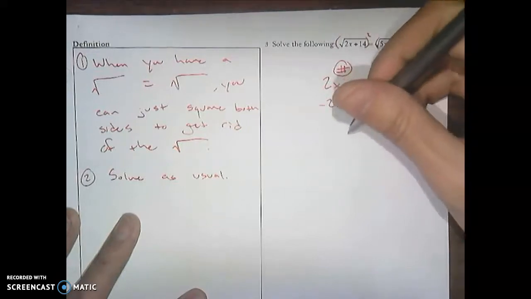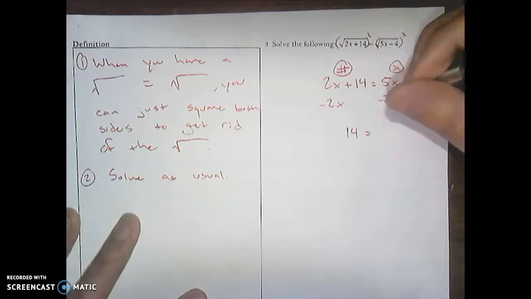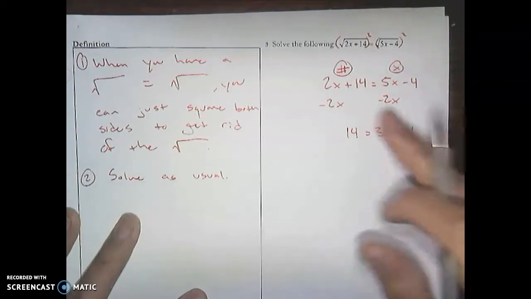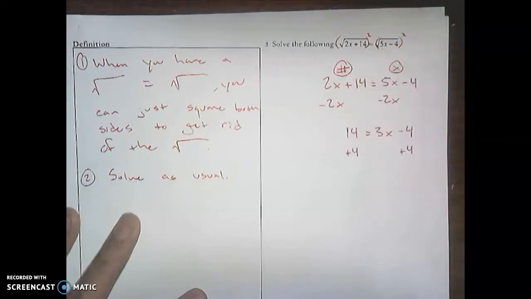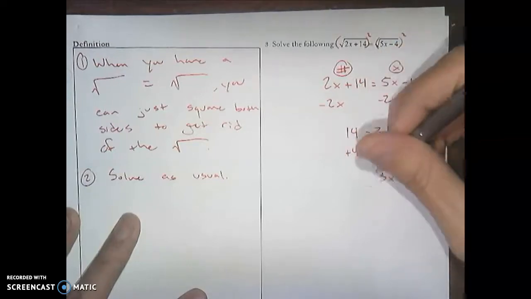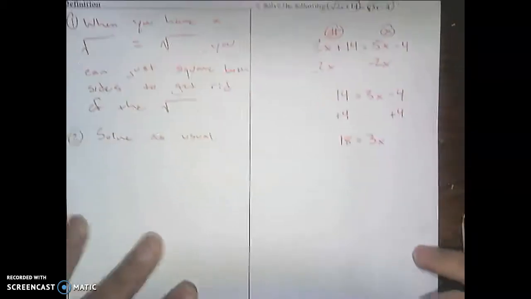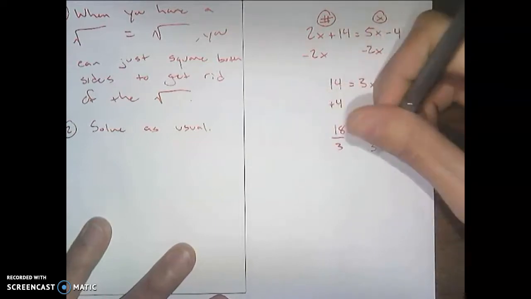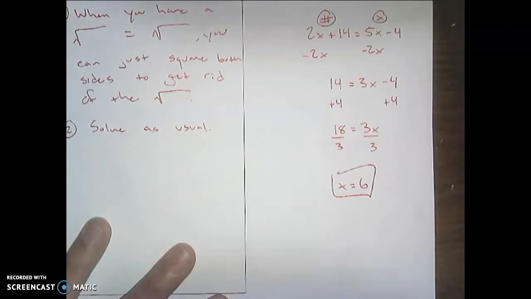So on the left-hand side, we're just left with 14. On the right-hand side, we have 5x minus 2x gives us 3x. And bring down the minus 4. And then we got to move this number over to the other side, so we're going to add 4 to both sides. So then we have 3x equals 14 plus 4 is 18. And then our last step, we divide both sides by 3, and we have x equals 6. And that is our solution.